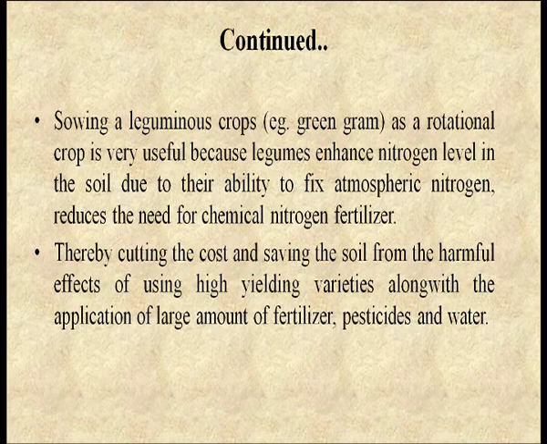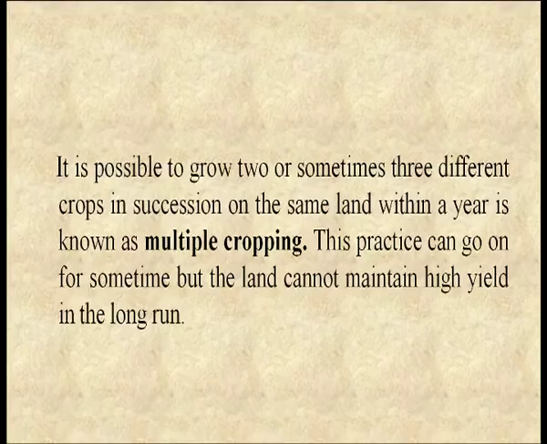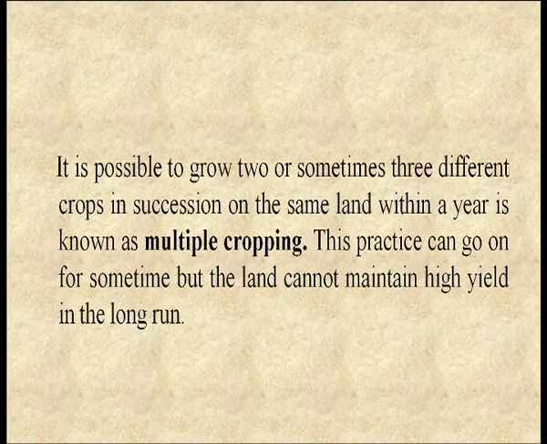Sowing a leguminous crop as a rotational crop is very useful because legumes enhance the nitrogen level in the soil due to their ability to fix atmospheric nitrogen. This reduces the need for chemical nitrogen fertilizer, thereby cutting the cost and saving the soil from the harmful effects of using high-yielding varieties along with large amounts of fertilizers, pesticides and water. It is possible to grow 2 or sometimes 3 different crops in succession on the same land within a year, which is known as multiple cropping. This practice can go on for some time, but the land cannot maintain high yield in the long run.